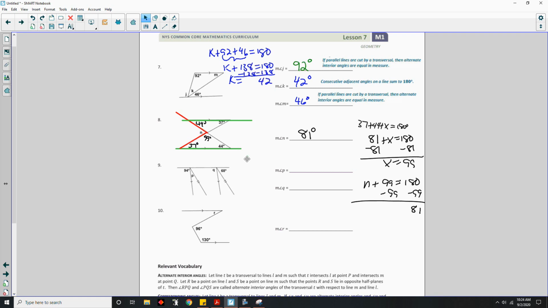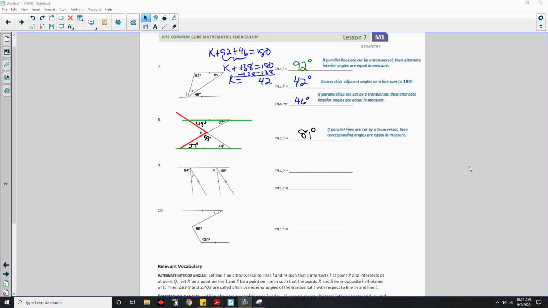All right. The reason we can use this here is if parallel lines are cut by a transversal, corresponding angles are equal in measure. Okay.